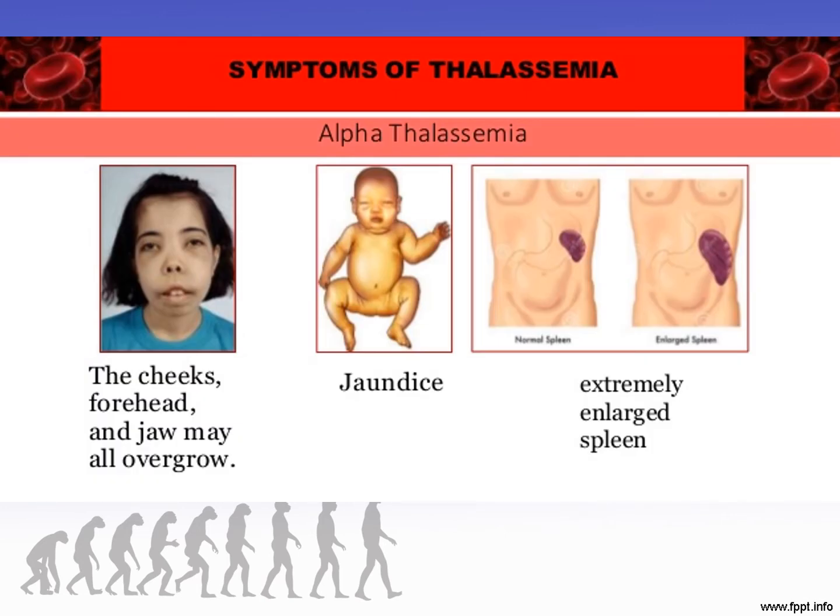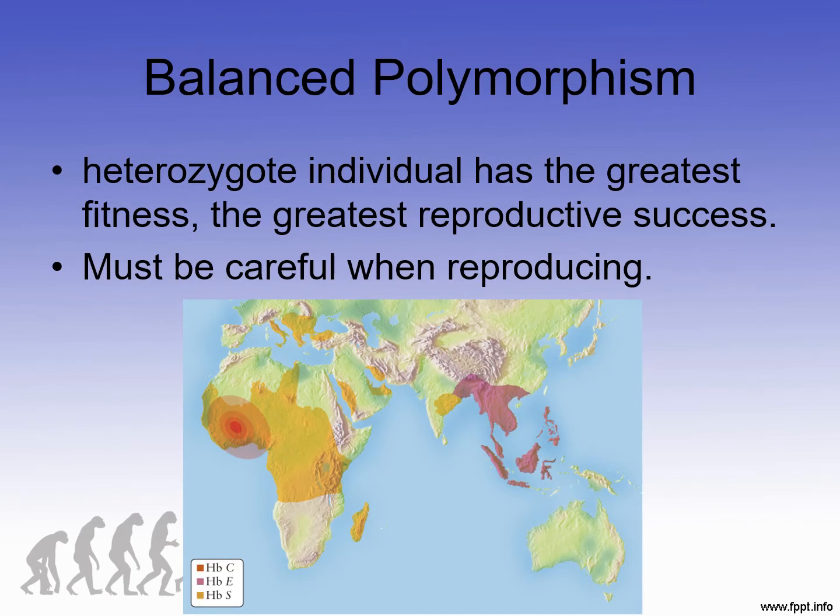Symptoms of alpha thalassemia include jaundice in babies. You can have an extremely enlarged spleen due to overworking, and your cheeks, forehead, and jaw may all overgrow. But what we're looking at with all of these conditions is something we call balanced polymorphism, right? The heterozygote individual has the greatest fitness and the greatest reproductive success in these environments, right? But they must be careful in reproducing because if they mate with another heterozygote, they will inevitably produce a child who is affected by full-blown sickle cell anemia.